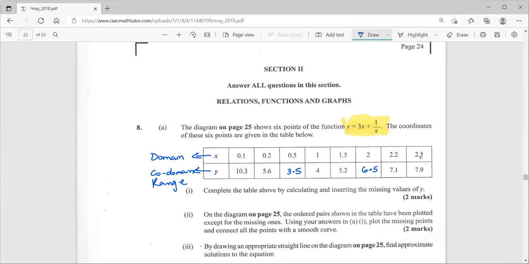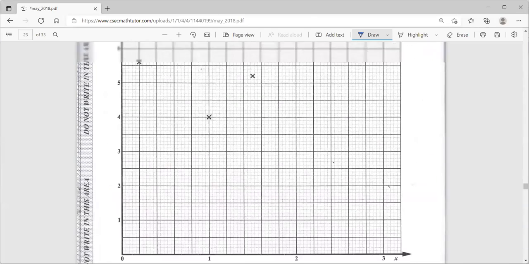On the diagram on page 25, the ordered pairs shown in the table have been plotted except for the missing ones. Using your answers in A1, plot the missing points. So you're going to plot the x, y values, because remember it's x, y that you're plotting. You look for your x first, then you look for your y. So we're going to plot 0.5, 3.5, and then 2, 6.5. Everybody with me? Yeah.